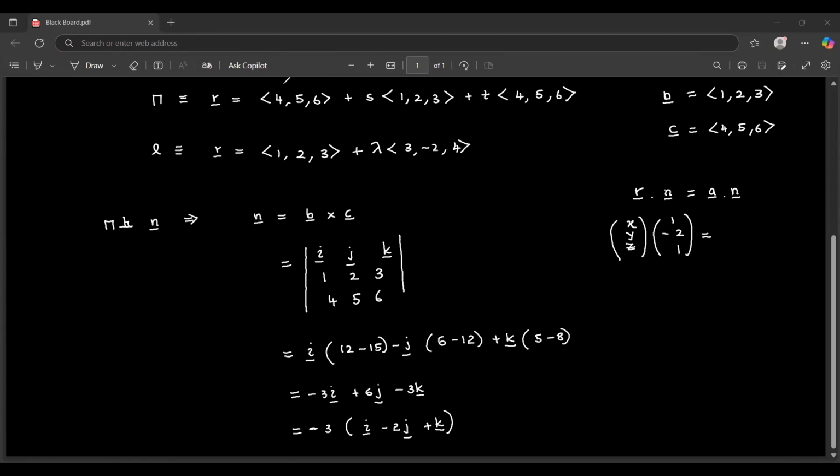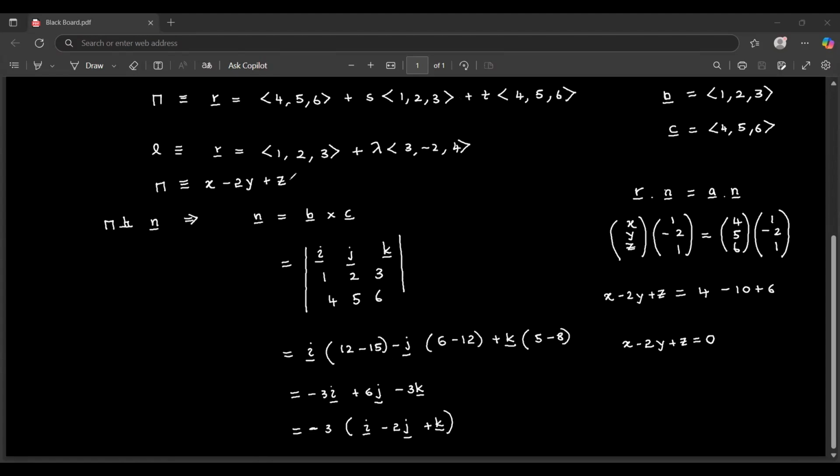Why? We have been given the position vector of a point on the plane as 4 5 6, so it will be 4, 5 and 6. n will be 1, minus 2 and 1, so x minus 2y plus z can be given as 4 into 1, 4, minus 10, plus 6. Okay, so the equation is, coincidentally, x minus 2y plus z is equal to 0. So this is the Cartesian equation of the plane phi, which is x minus 2y plus z equals 0.